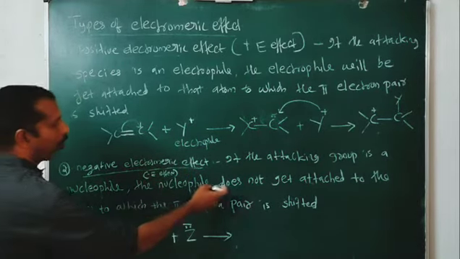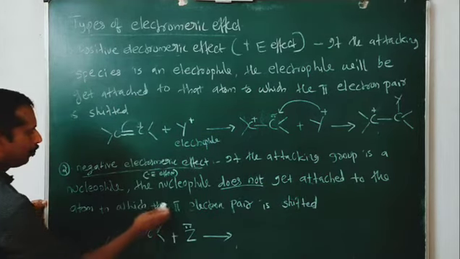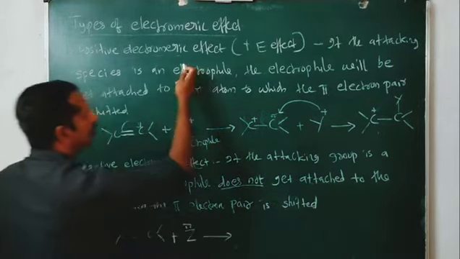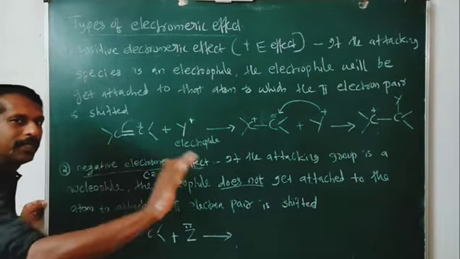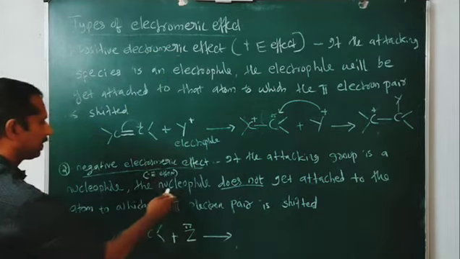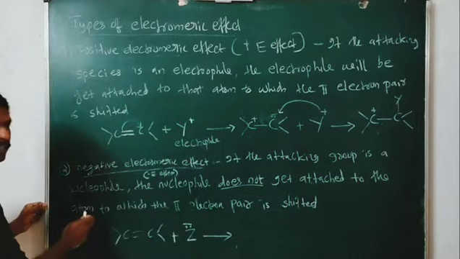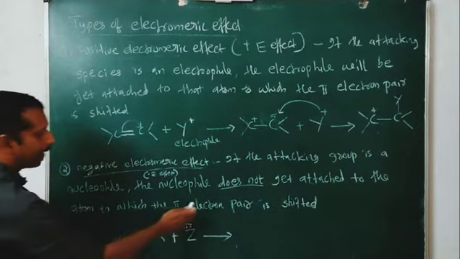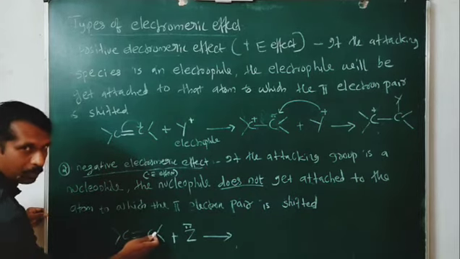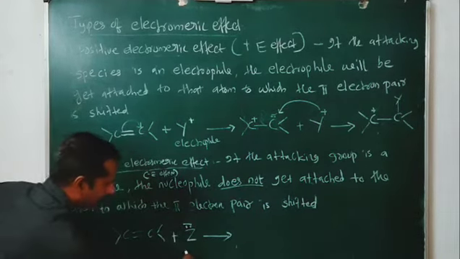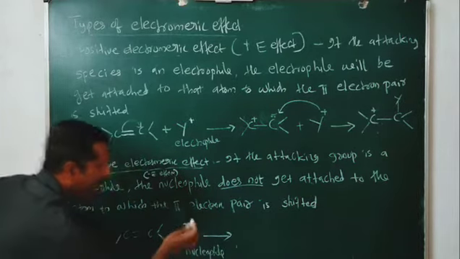The nucleophile does not get attached to the atom to which the pi electron pair is shifted. Just opposite, the electrophile attacks the atom to which the electron pair is shifted. Look at it here. This is our double bonded carbon, and here is our nucleophile. Nucleophile means it has a lone pair of electrons and a negative charge.